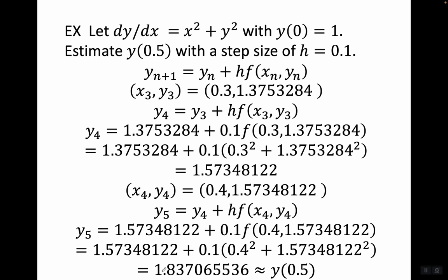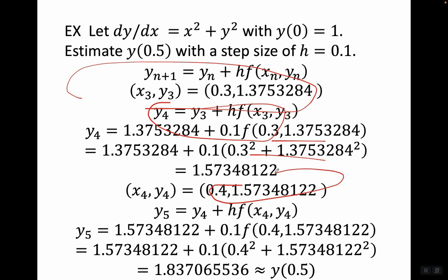We do the same thing for y sub 4. Here's x3, y3, which we just found on the previous page. Here's our formula for y sub 4. Plug in what we know, like y sub 3 and h. f of x3, y3, we end up with this. But again, f of all of this stuff is just going to be 0.3 squared plus 1.3753284 squared. We end up with 1.573482122 for y sub 4. Then we use that to calculate x sub 4 and y sub 4.